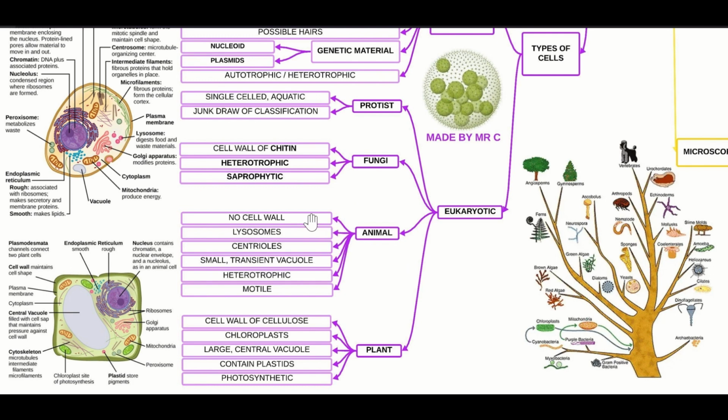Animals have no cell wall, but they do have lysosomes. They do have centrioles. They do have a small transient vacuole. They are heterotrophic and they are motile, which means they move. Plant cells, on the other hand, have a cell wall made of cellulose. They have chloroplasts for photosynthesis. They have a large central vacuole. They contain plastids, which are like vacuoles, but they contain pigment as well. And they are photosynthetic due to the fact they have chloroplasts.